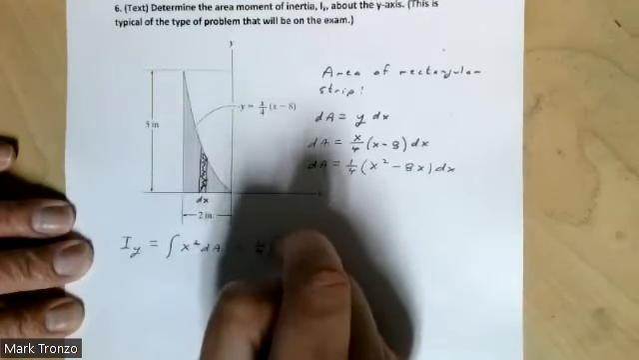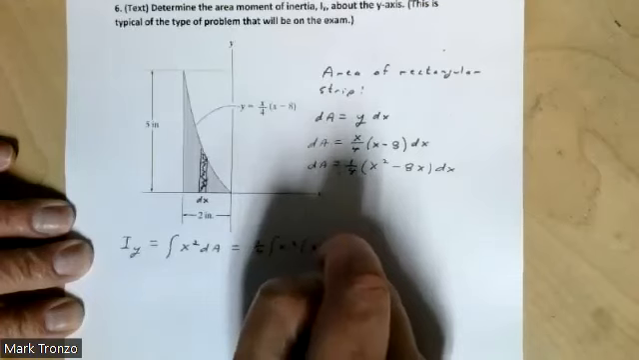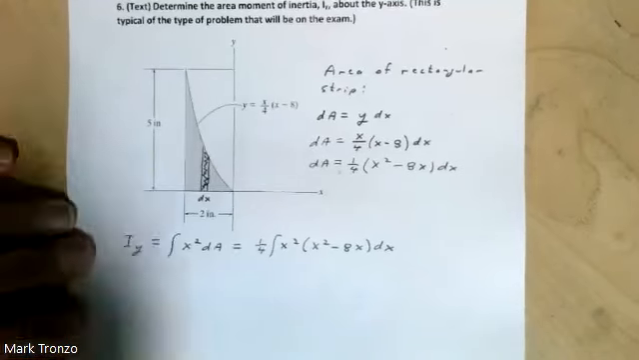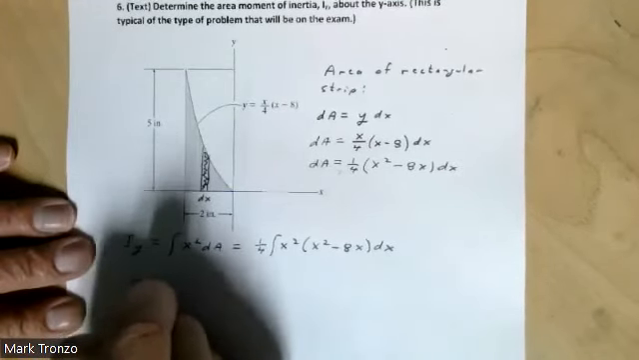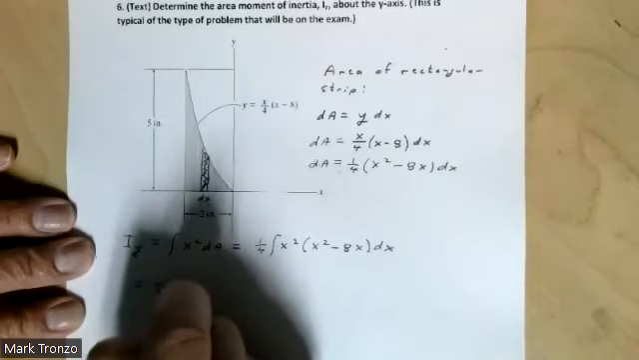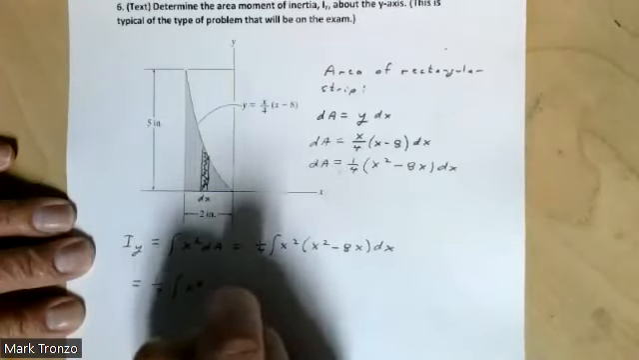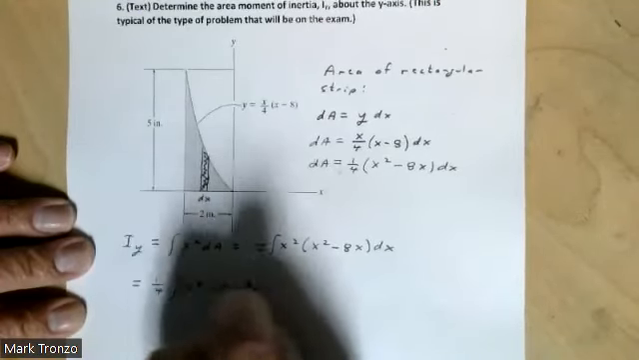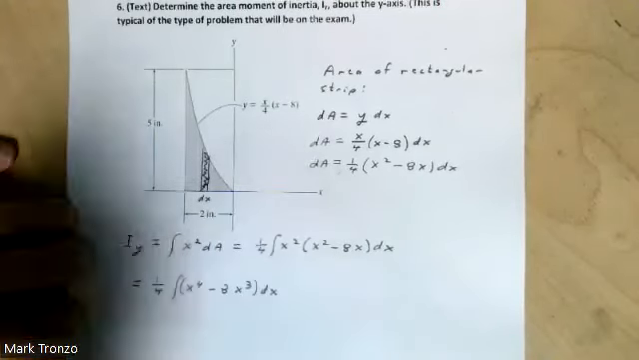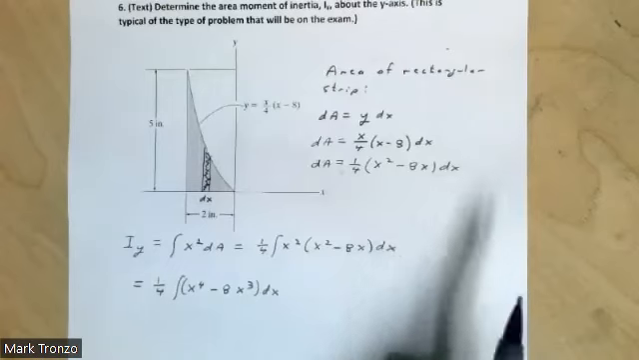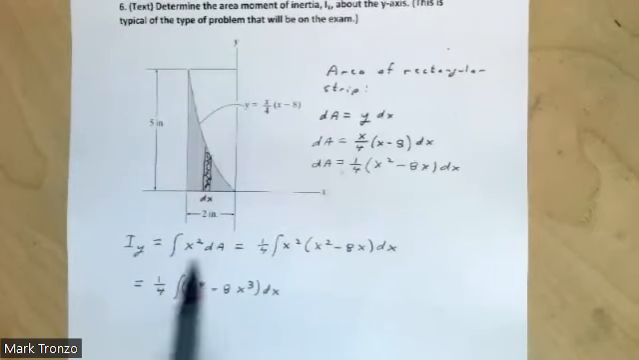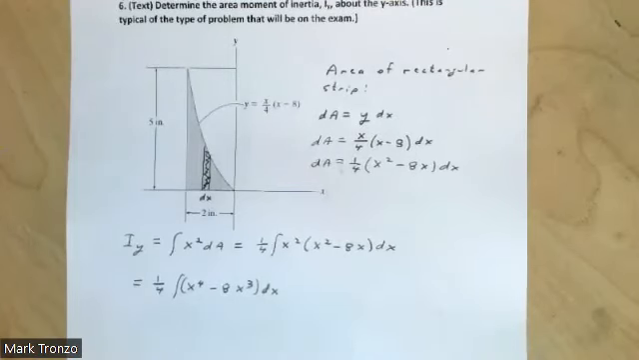So we're going to take x squared times x squared minus 8x dx, 1/4 x to the 4th minus 8x cubed dx. Again, all I did was take our typical area and multiply by x squared, because this is the formula you use for Iy. It's always going to be x squared times a typical area, and we have that.